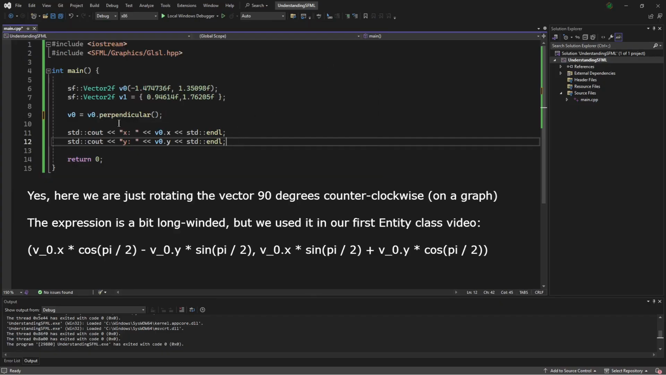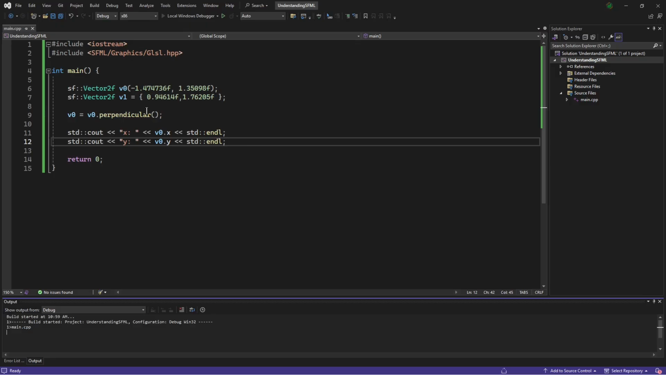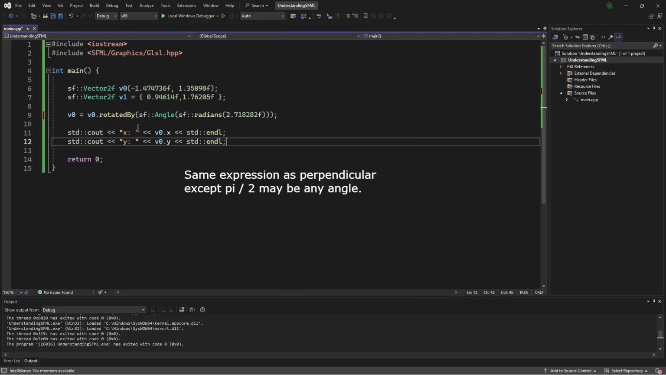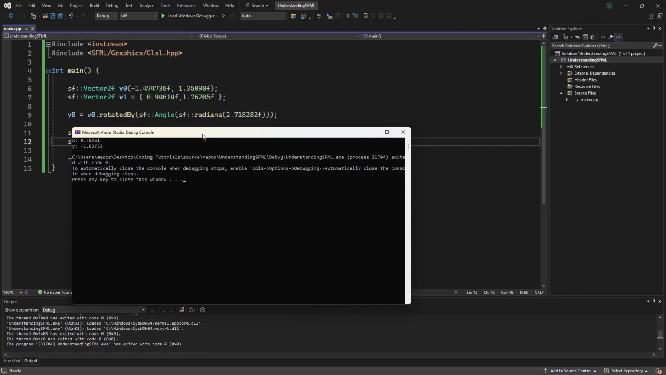For the vector function perpendicular, we're turning the vector 90 degrees and setting it as that. We can open the debug menu and see that. You can see that it's turned 90 degrees. For the vector function rotated by, we are rotating about the origin by however many radians or degrees that we input here. We can enter the debug menu and see that we have rotated quite a bit.